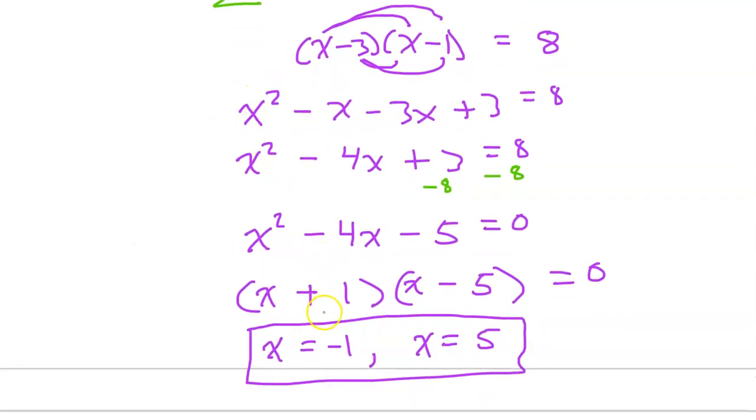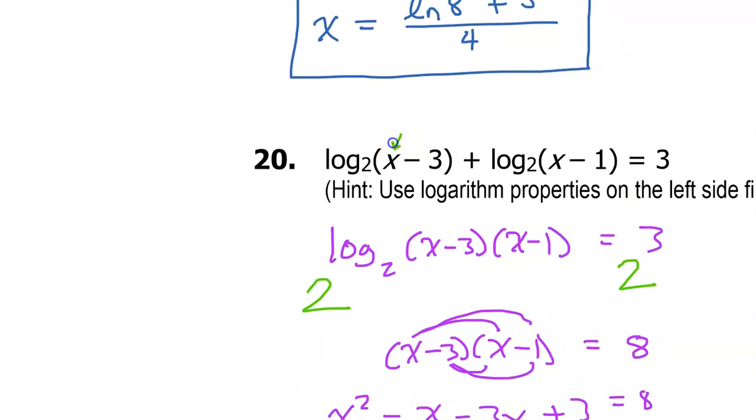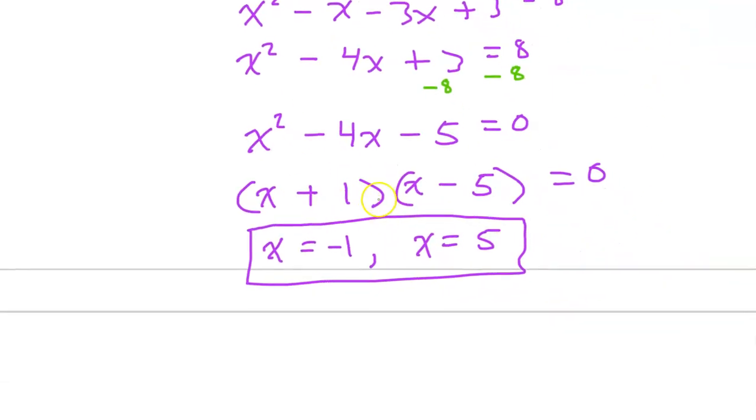So if I take the solution of negative 1, if I were to substitute negative 1 in both of these, well, negative 1 minus 3, that's negative 4. So that's a problem. And over here also, negative 1 minus 1, that's negative 2. So we have a negative number inside of a log that is outside of the domain of a log function. So this solution is extraneous. It's not really a solution.